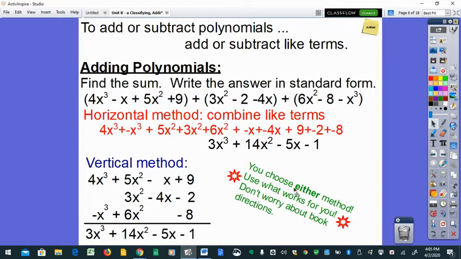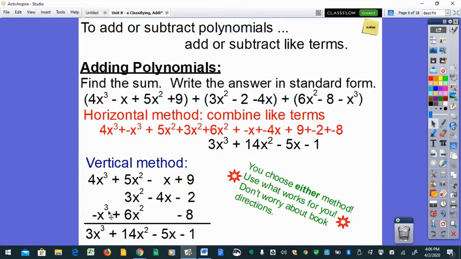Now your book talks about doing either the horizontal method or the vertical. So I'm just going to show you the vertical. It's not my favorite, but that doesn't mean you might not like it. So the first thing you do is you put all of the polynomials, the 3 of them, in standard order, and you kind of put them on top of each other. So you line up all the x to the thirds, all the x squareds, all the x to the first, and all the constants, and then you kind of just add down.